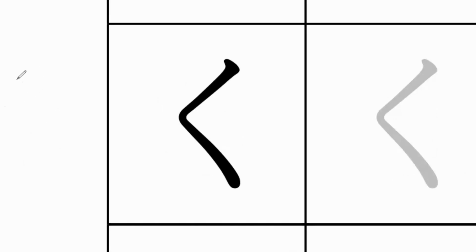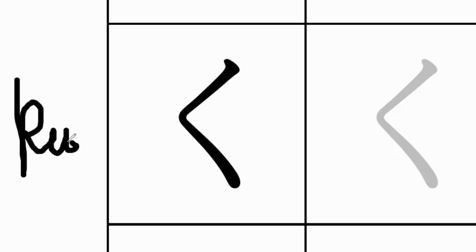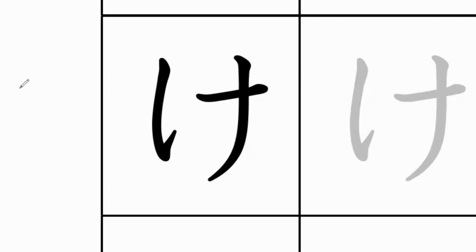So this is the Ku character. Let's see how we make it. This character has got only 1 stroke. So the stroke goes like this and this. This is Ku. The next character is Ke.